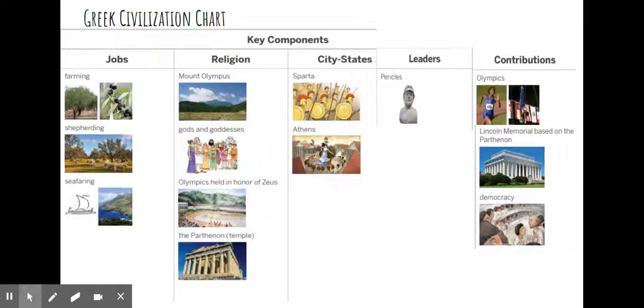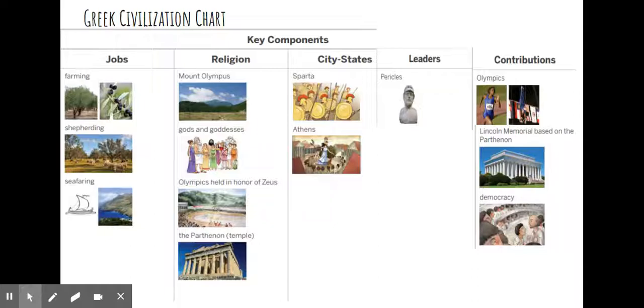His name was Pericles, and he was one of those first leaders that were voted in and who spoke out for democracy, and that leads us to the contributions. We still have the Olympics today, which is amazing. The Lincoln Memorial is a contribution because it's based on the Parthenon. And then we have democracy.